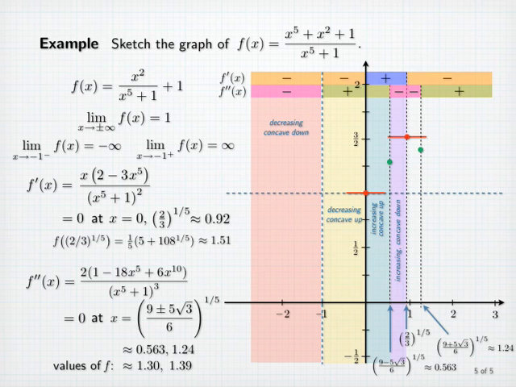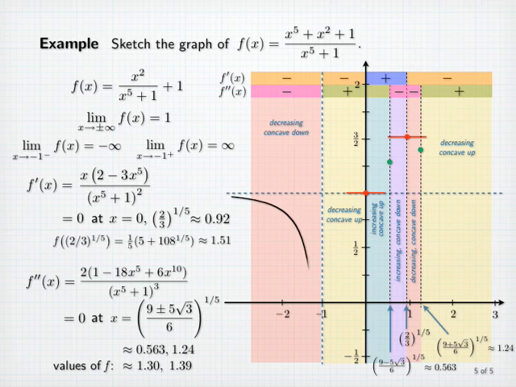Between the fifth root of 2/3 and the larger root of f double prime, the function is decreasing and the graph is concave down. And then between the larger root of f double prime and infinity, the function is always decreasing and concave up. So now let's sketch the graph, remembering the vertical and horizontal asymptotes.